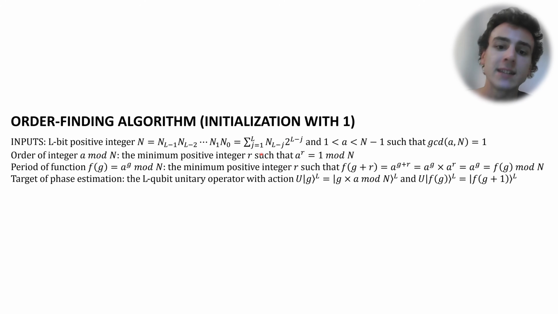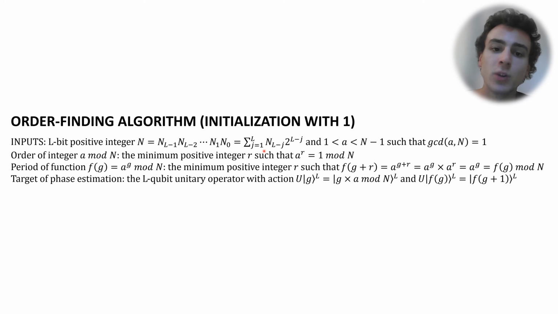Let's examine this summation notation. We have a sum over an index j, beginning at 1 and finishing at L. Each of the terms in this sum have the same format. We have the bit n sub L minus j being multiplied by 2 to the power of L minus j. So that power over here, this exponent, matches the subscript. So that's why this is a convenient notation to use. So let's consider some examples.